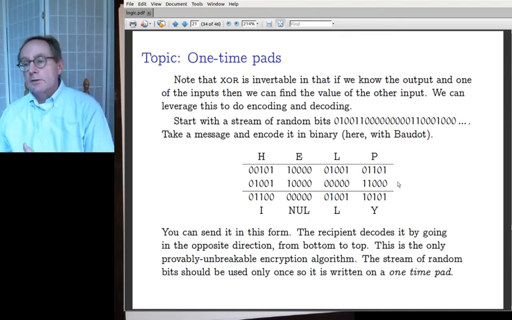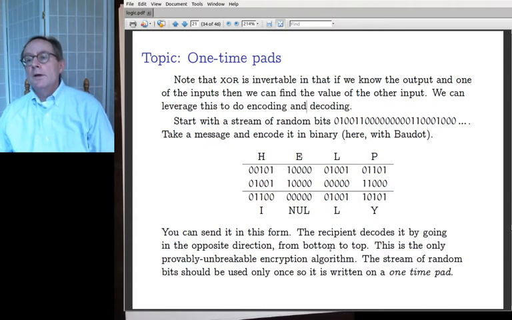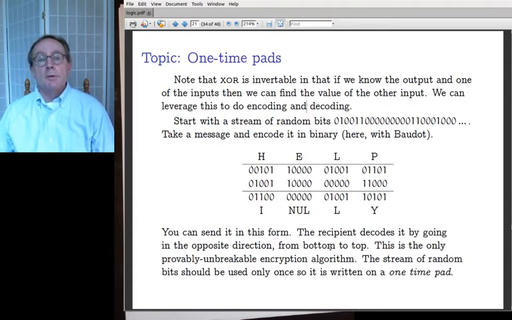And like that, it's a little boring, but of course that's why we have computers. A computer can do this very, very rapidly, go in reverse, and the person who received the message will be able to read off HELB. This is, in fact, the world's only provably unbreakable encryption system.